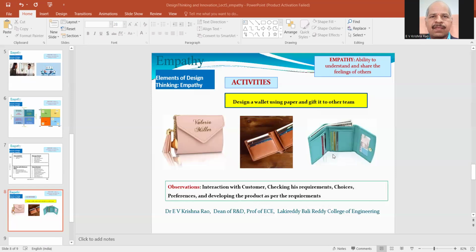These are the different wallets based on the customer interest. The customer is expecting different kinds of designs and colors and features.